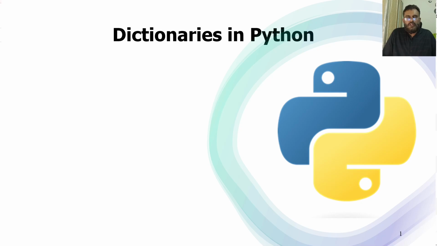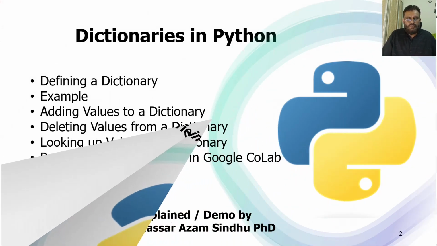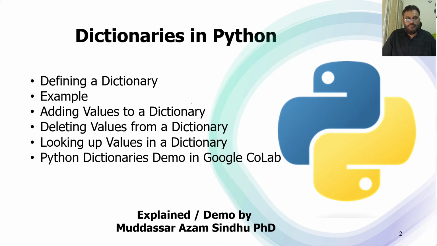Okay, so in today's video, I'm going to talk about dictionaries in Python, and this is going to be the outline of this video. First, we will see how to define a dictionary, then we will see an example, and then we will find out how to add values, delete values, and look up values in a dictionary, and then I will perform a demo in Google Colab.